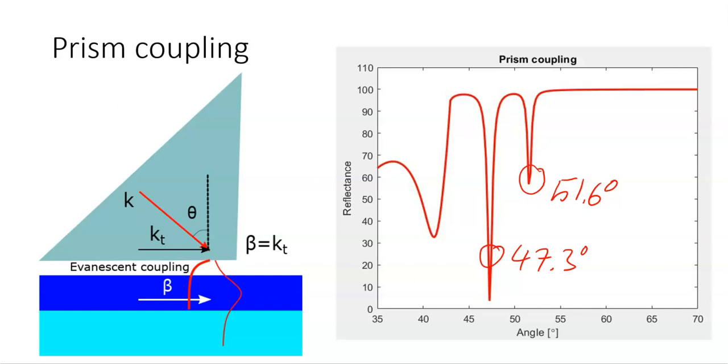Therefore, this technique enables to map the effective indices of slab waveguides and also selectively couple incident light into a desired waveguide mode.